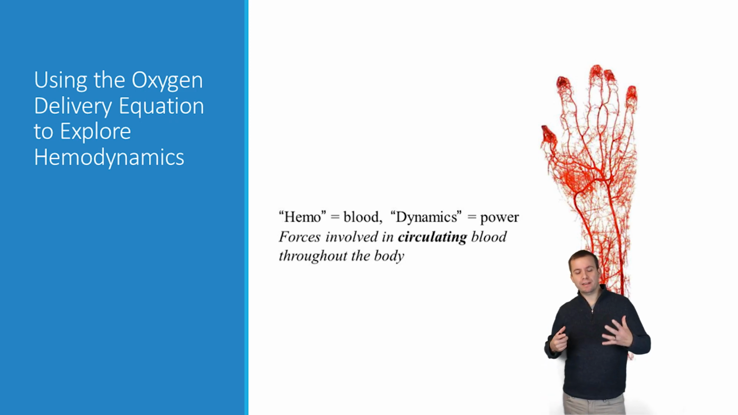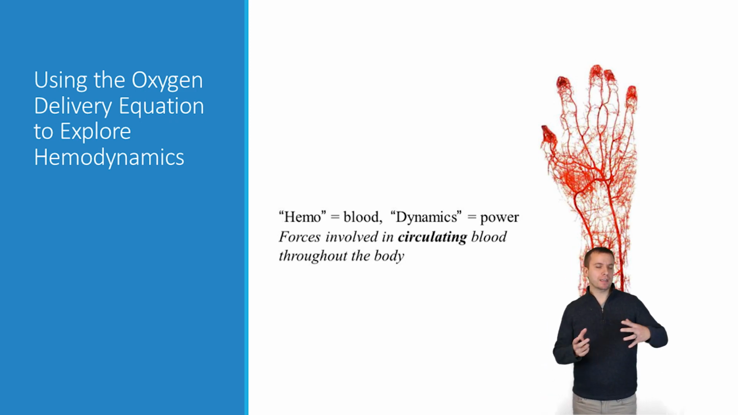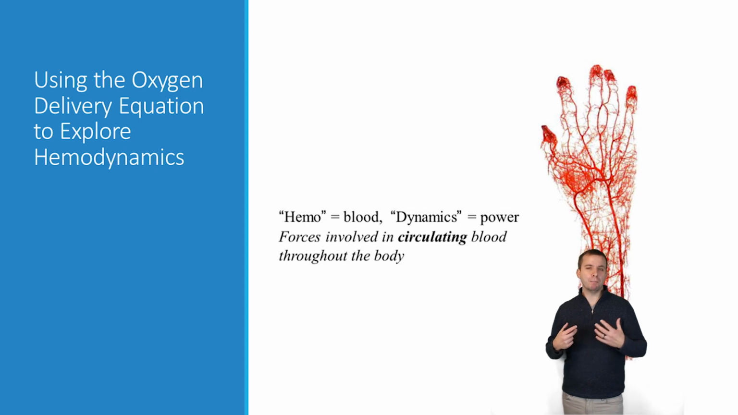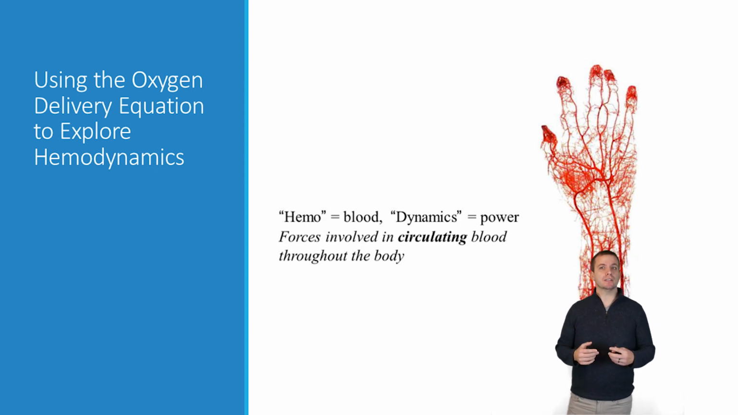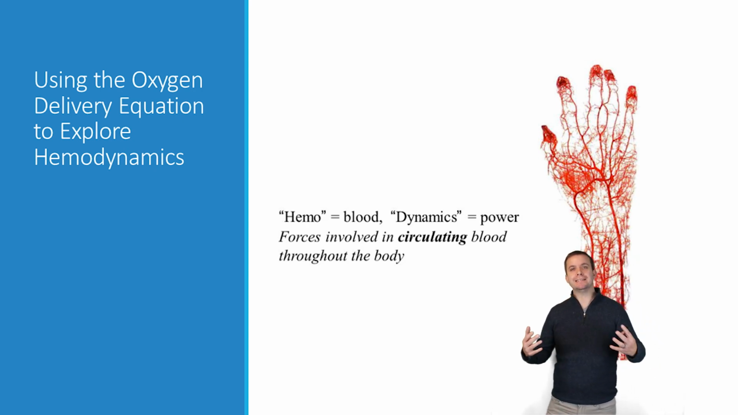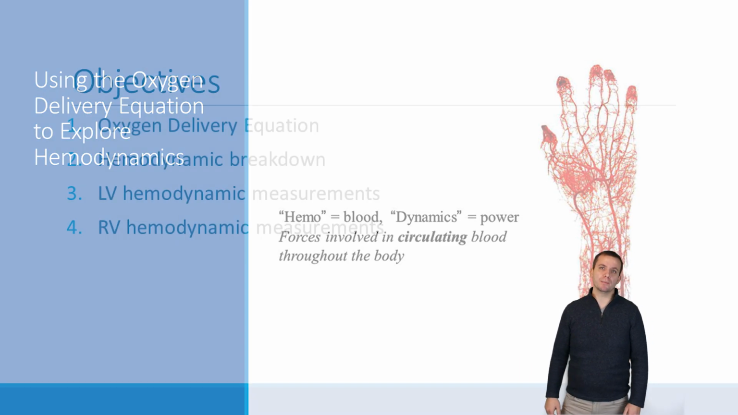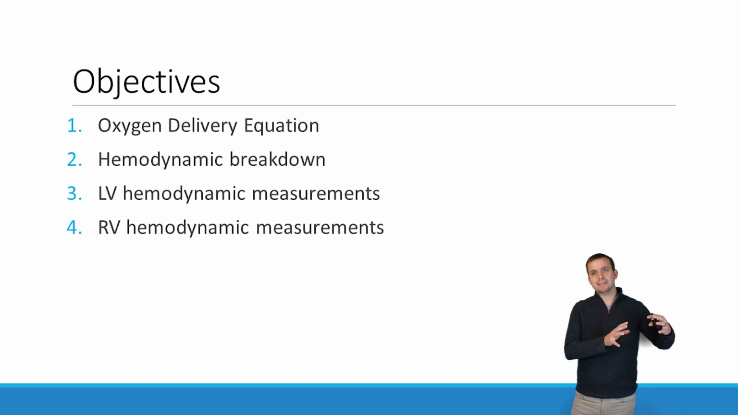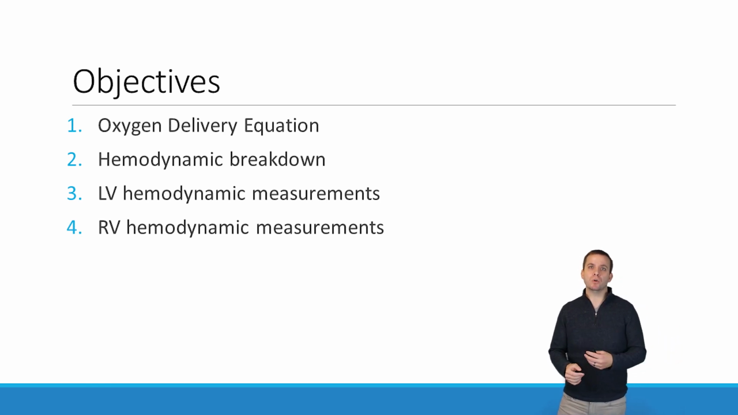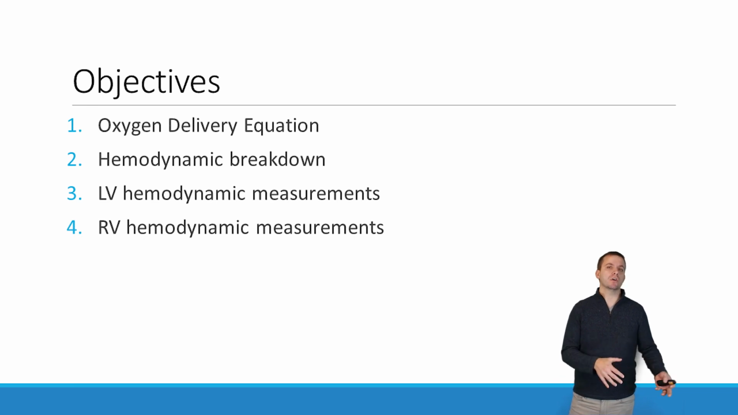I always like, when I start thinking about hemodynamics, I always think it goes back to the number one equation. I think the most important equation is the oxygen delivery equation because I think it explains everything in critical care, and especially for hemodynamics. So we're going to discuss the oxygen delivery equation, we're going to discuss hemodynamic breakdown, and then we'll go into LV hemodynamics versus RV hemodynamics.